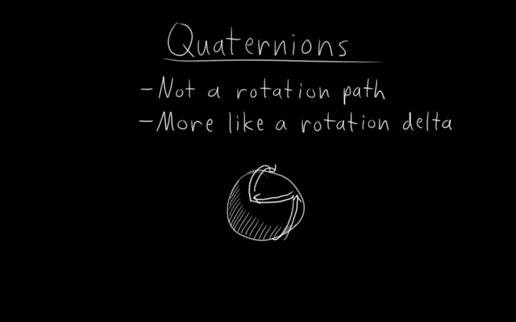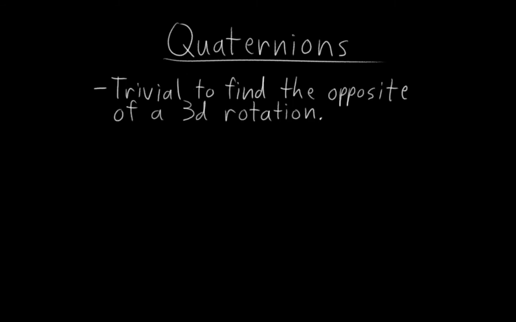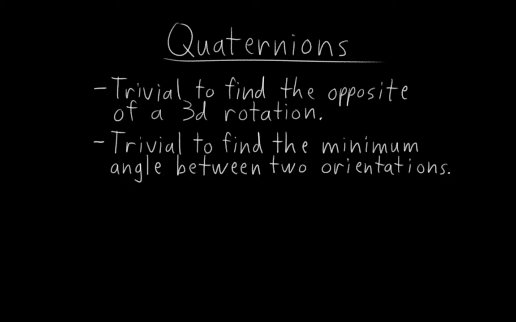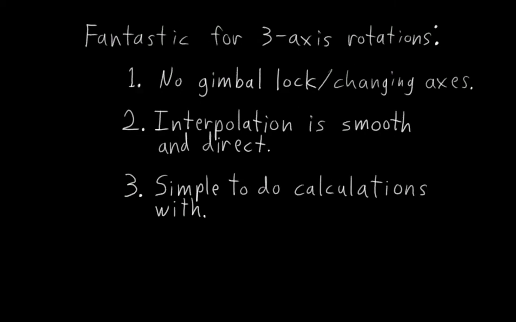Due to the way quaternions represent rotations, it's also trivial to find the opposite of a 3D rotation, which we'll be using to rig the 3D ball, and to find the minimum angle or distance between two orientations. Both of these are useful to be able to do in rigging. So there we have it. Those are pretty much the advantages of quaternion rotations.